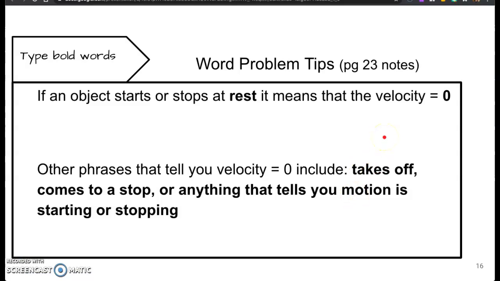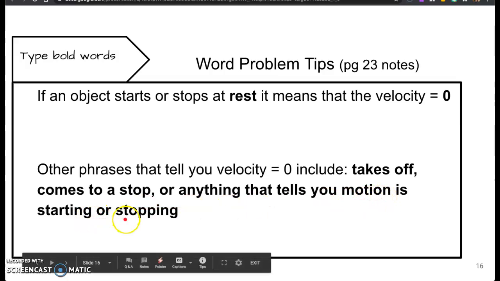Now here are some tips for the word problems you'll see in the future. If the word problem contains the phrase if an object starts or stops at rest, it means the velocity is 0. Other phrases that can tell you velocity is 0 include it takes off, or the car comes to a stop, or anything that really tells you motion is starting or stopping. That means velocity is either starting at 0 or it's ending at 0.